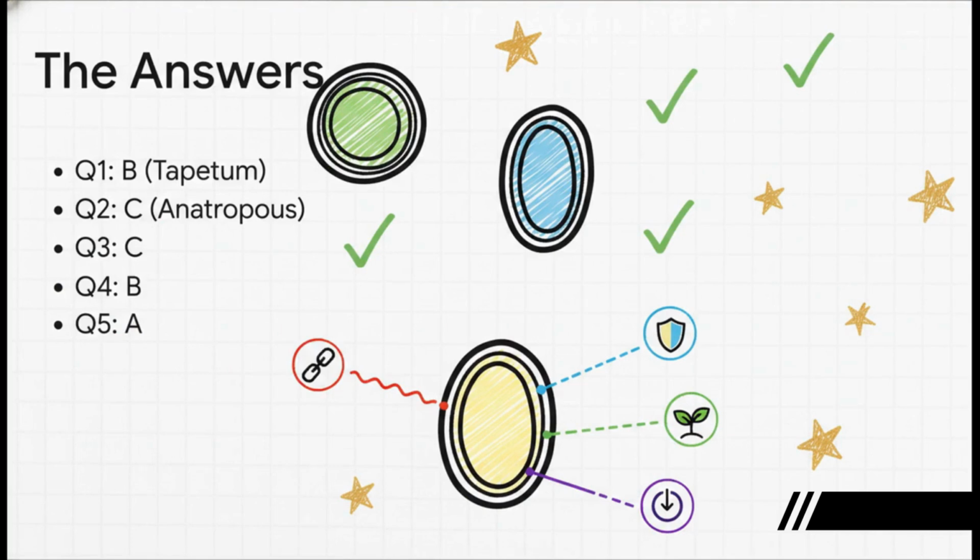How did you do? For the first direct question, the nutritive layer is, of course, B, the tapetum. For the fill-in-the-blank, the most common ovule is C, Anatropous. For the matching question, the correct option was C, which lines up A with 2, B with 1, C with 3, and D with 4. For the multi-statement question, B was the right choice. And for the assertion/reason, the answer was A. Don't worry if you missed one. Just review that specific part of the blueprint.